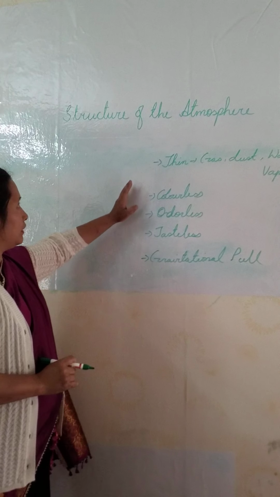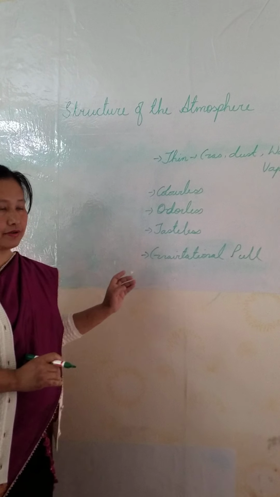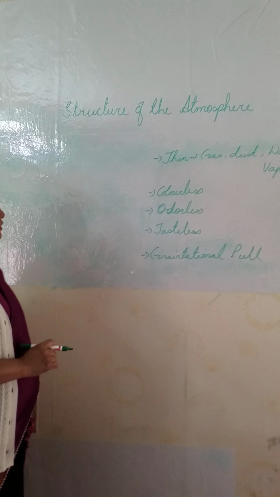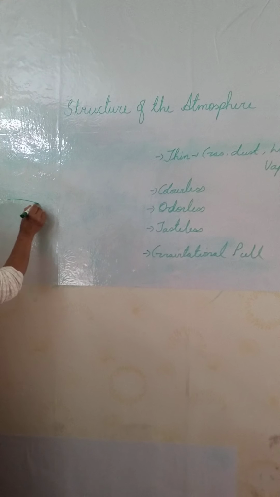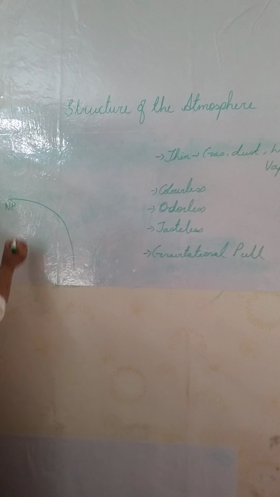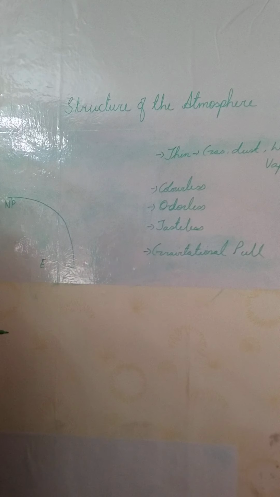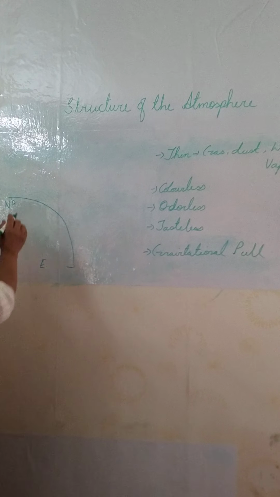Okay, so we can simply put it as: the atmosphere is a thin layer of air which surrounds the earth and has the following characteristics. Now we come to the different layers of the atmosphere. Let us take this as the Earth's crust, this portion as the North Pole, and this as the equator. So we will divide the atmosphere into 5 main layers.